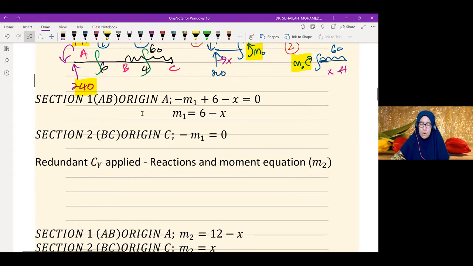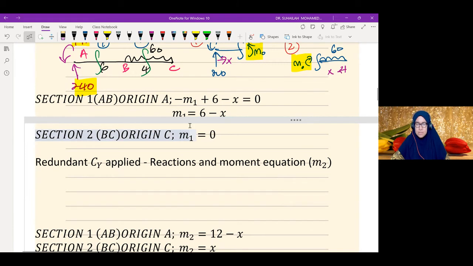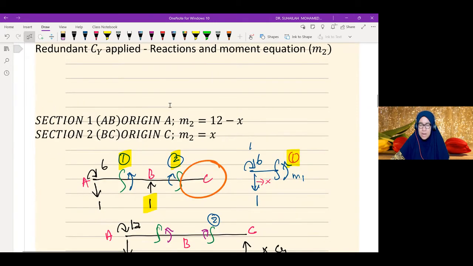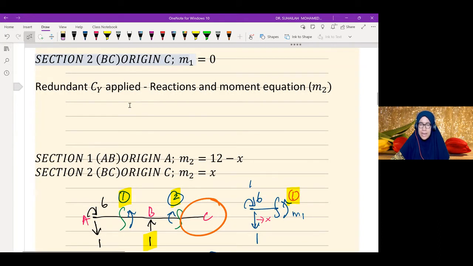M1 for section number 1 is 6 minus X, by referring to the diagram previously. Okay, and M1 for section number 2 is equivalent to 0 because of the cantilever end.